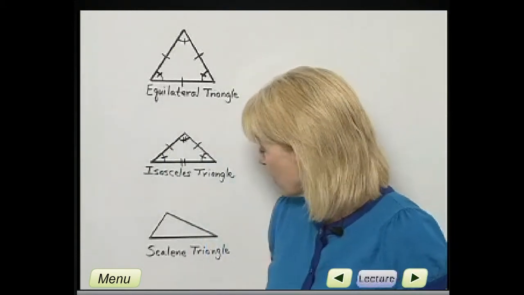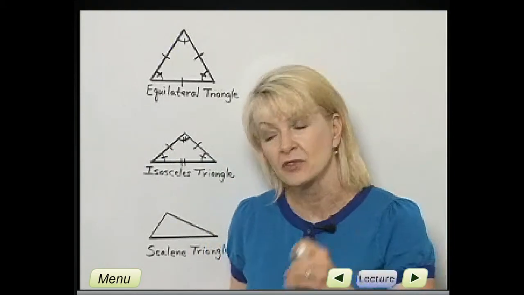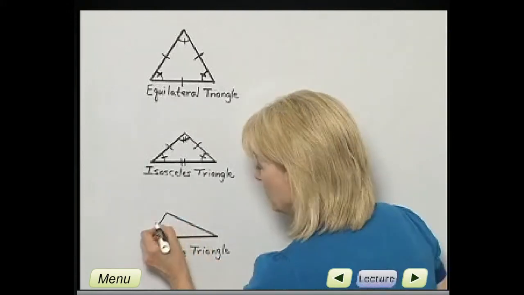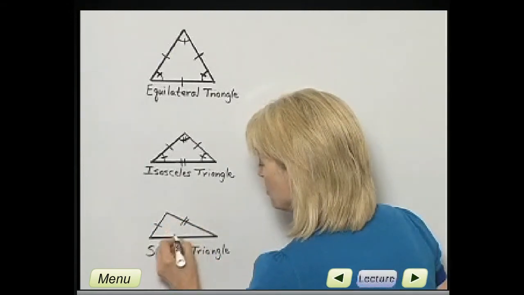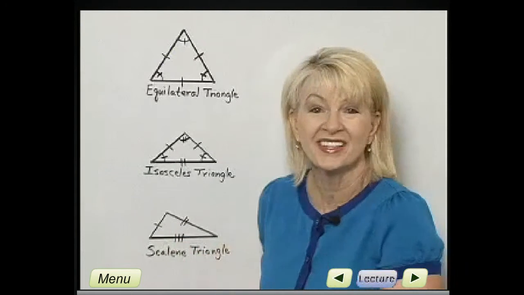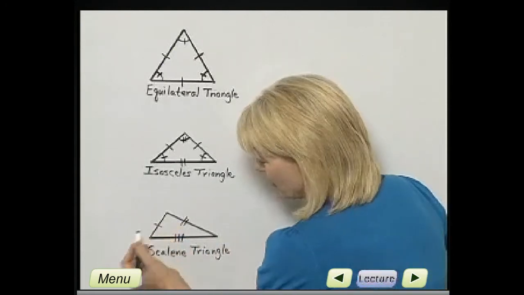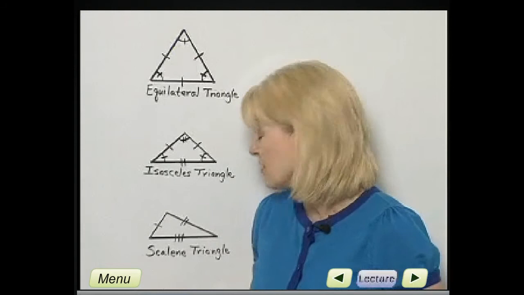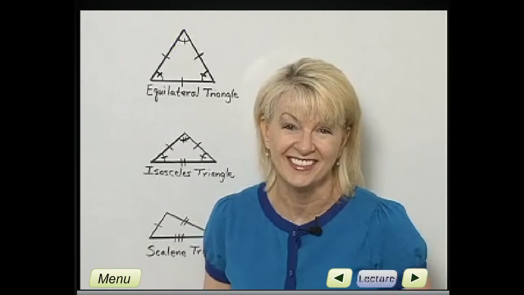And then a scalene triangle. A scalene triangle is a triangle where all the sides are different lengths, so I'll place one tick mark there, 2, 3. They're all different lengths, and all the angles are different also, but we'll just leave it like that. So a scalene triangle, all the sides have different lengths.